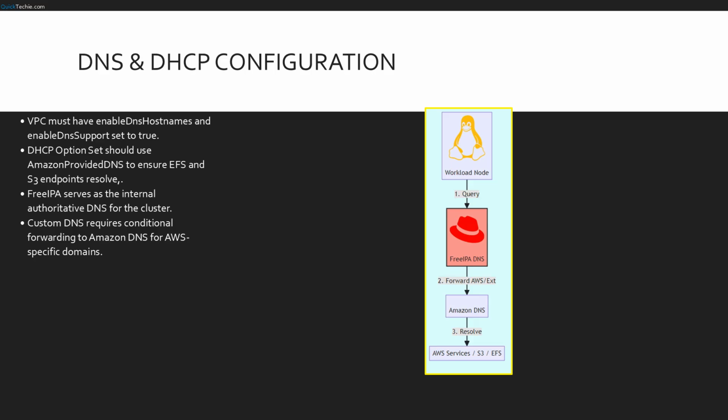Let's trace a DNS query. A workload node initiates a query. It first hits the FreeIPA DNS server, which handles internal cluster names. If the query is for an external AWS service like S3, FreeIPA forwards that request to the Amazon DNS resolver. This chain ensures that both internal Kerberos authentication and external cloud services function seamlessly.